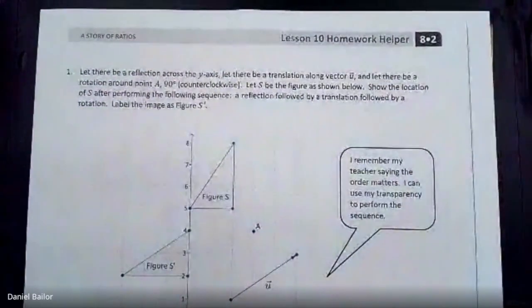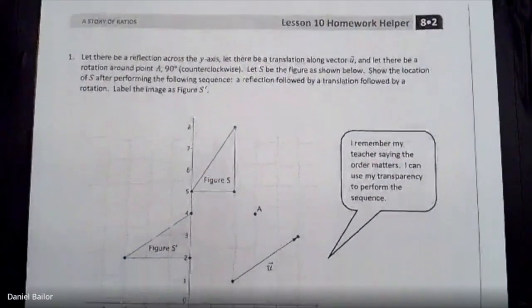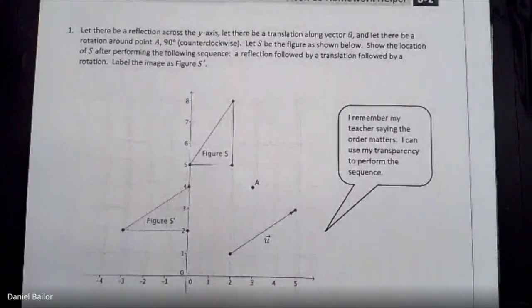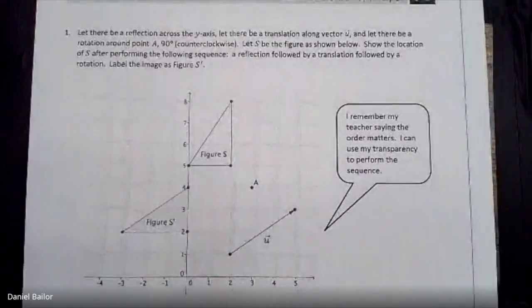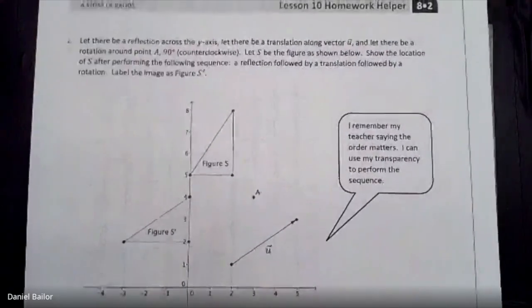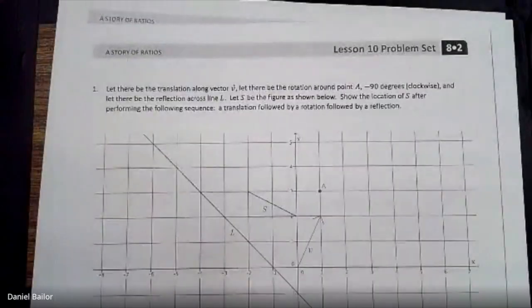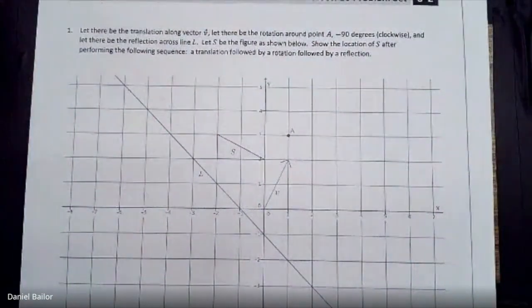Here is the homework helper where they give you another example and more explanation. So if you want to see another example and the book's explanation, you can follow this, and the homework helper should give you some guidance. On page 113, you get the problem set for today. And if you'll look, this time you're going to be doing pretty much the same thing.